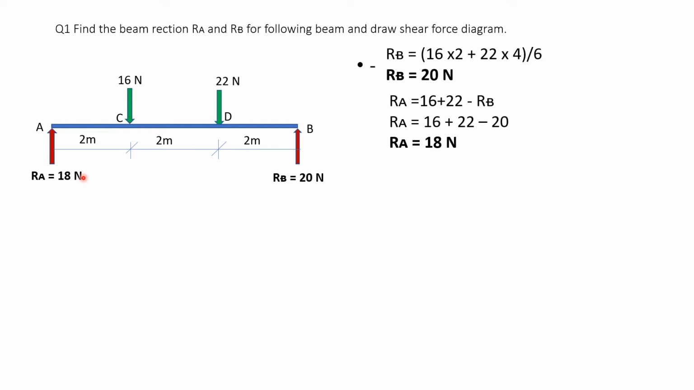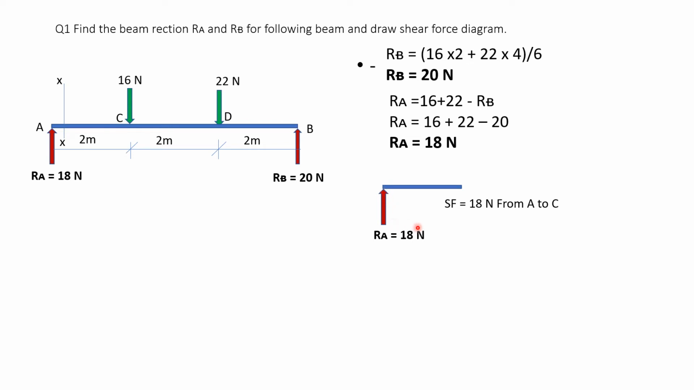Initially I am taking a section between A and C. So this is my section XX, which is between the point A and C. Now if I consider only the left hand side, on the left side there is point A and RA, only one force. How will it look? Here I am showing it. RA, that is 18 Newton, and now if I do the summation of all the forces on the left hand side, I have only one force going up.